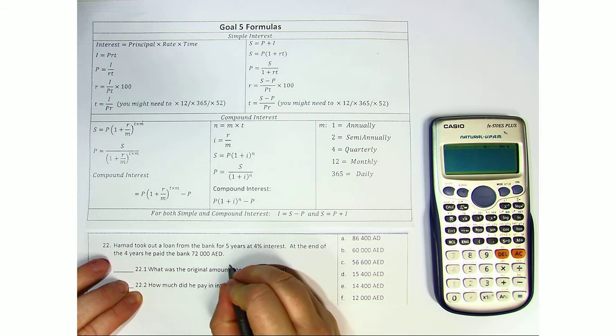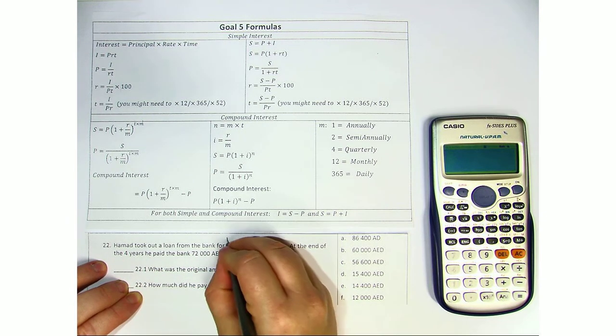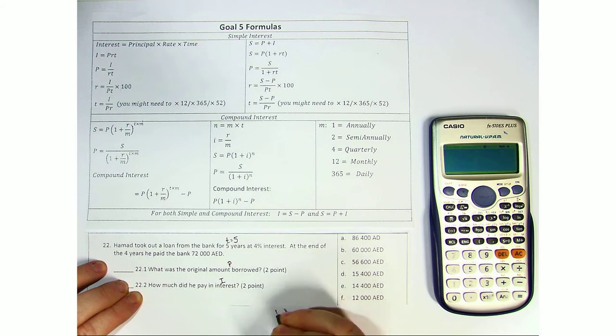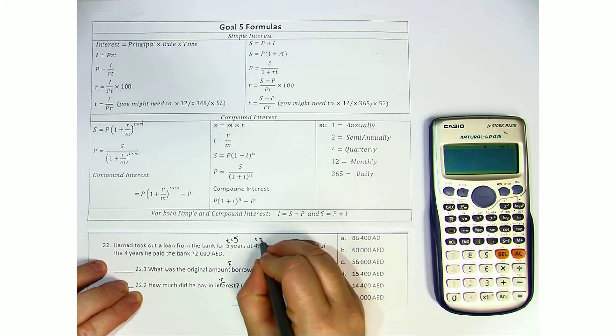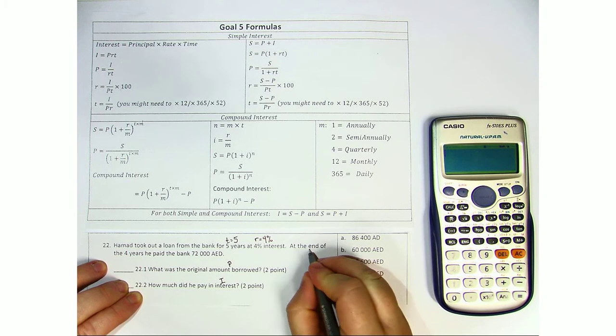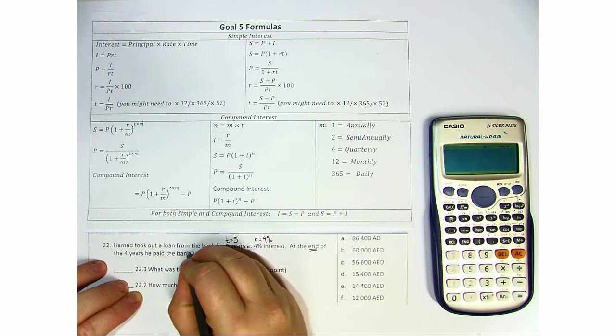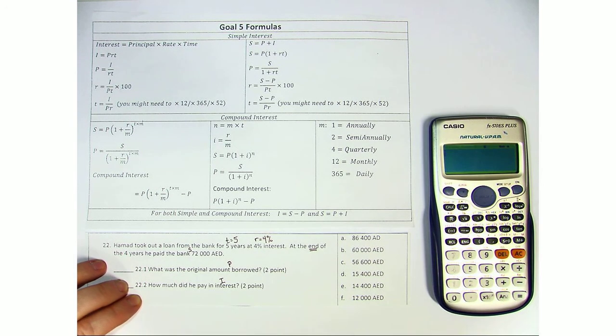So they're going to be asking for P. And how much did he pay in interest? That's going to be I. So Hamid took out a loan from the bank for 5 years. So my time is 5 at 4% interest. So my rate is 4%. At the end of the 4 years, he paid the bank 7,200. So that 7,200 is your maturity value. It's your final value, your summative value.